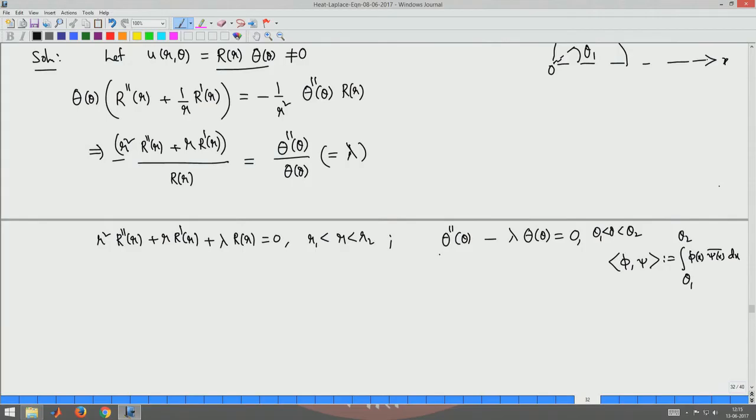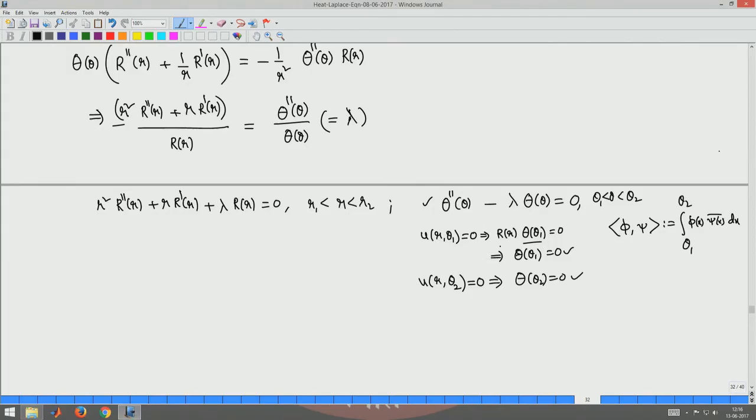Now you apply this boundary data. The boundary condition u at (r, θ1) equal to 0 gives me R(r) Θ(θ1) equal to 0. That means R(r), as a function, cannot be 0, so this implies Θ(θ1) is 0. This is the boundary condition for this ordinary differential equation. Similarly, for the other boundary condition at θ2, a homogeneous boundary condition, you will get Θ(θ2) equal to 0. So, these are the two boundary conditions for this.